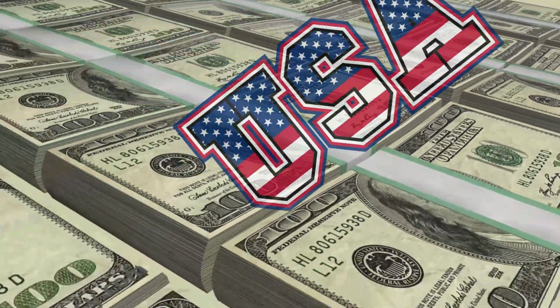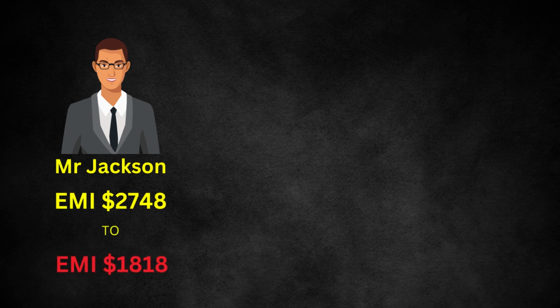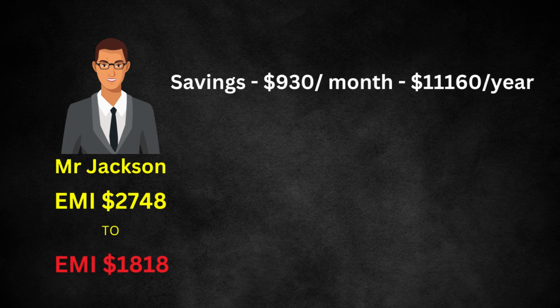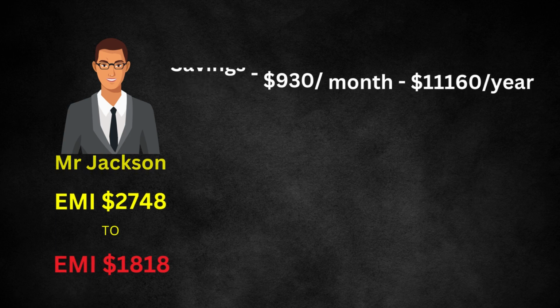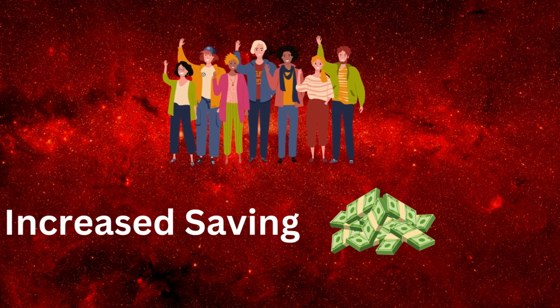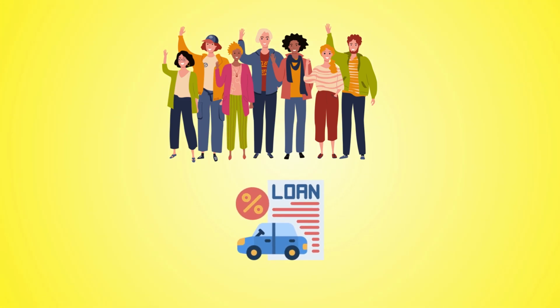You see, after the banks lower the interest rate, Mr. Jackson's home loan EMI would drop from $2,748 to $1,818. As a result, his savings will increase by $930 per month and by $11,160 for the entire year, which means just like Mr. Jackson, when millions of people see their savings increase by a large extent, their purchase power increases, by which they can easily apply for a car loan to buy a car.